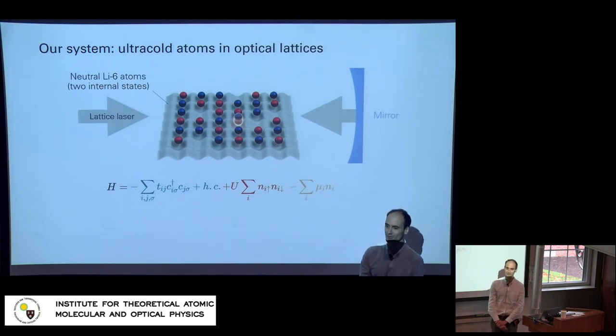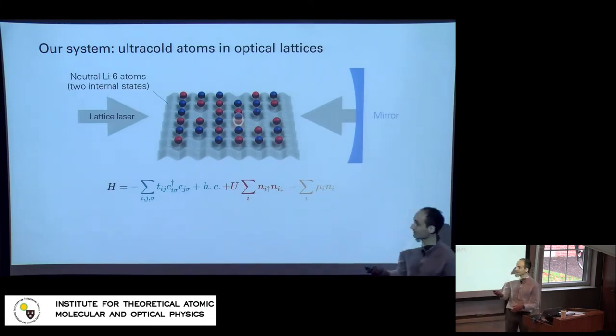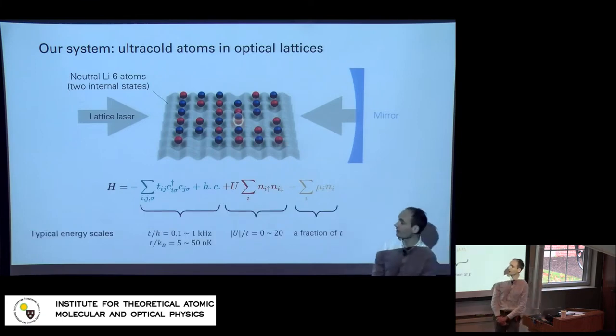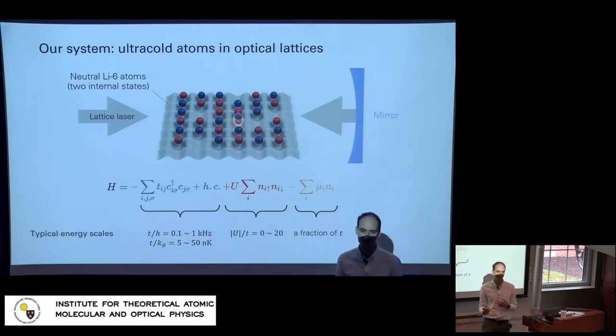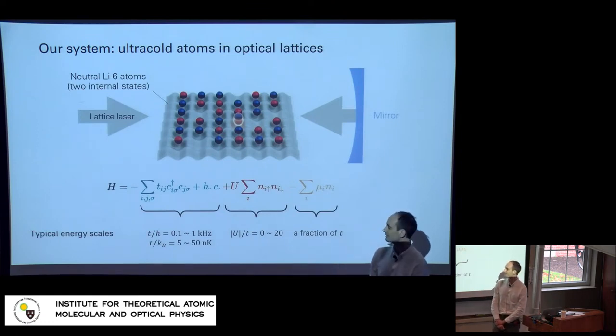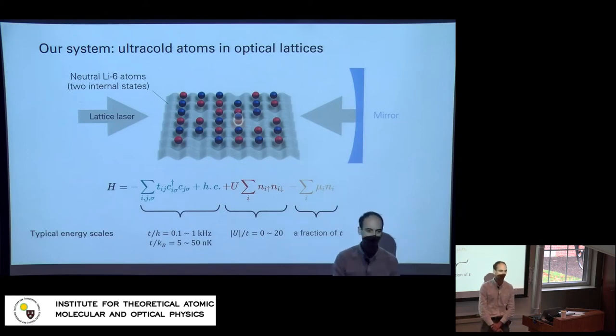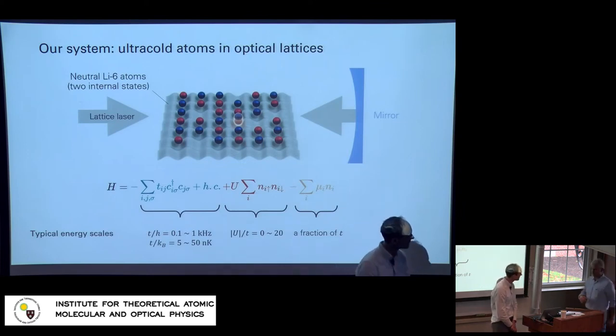So maybe to give people not familiar with cold atomic systems a bit of background in terms of energy scales, we are able to implement the Fermi-Hubbard model with tunneling scales of about a few tens of nanokelvins, corresponding to tunneling rates of about 1 kilohertz.